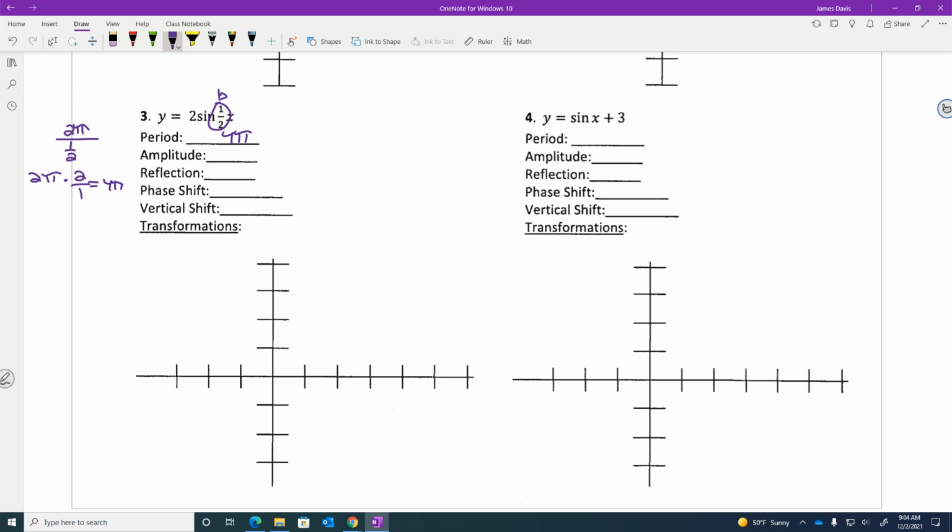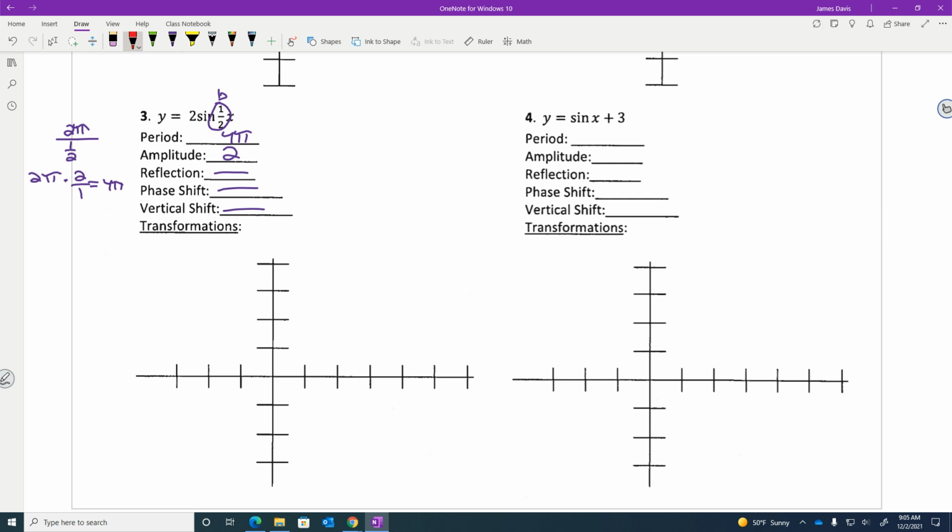Okay, what's the amplitude? Yep. Reflection? Nope. Phase shift? Nope. No vertical shift either. Okay, so this one, we're going to go ahead and label here using our period first. So we're still going to go 4 spaces, but what's going to be our 4th space? What are we going to label it? All right, we're going to call it 4 pi instead of 2 pi this time.